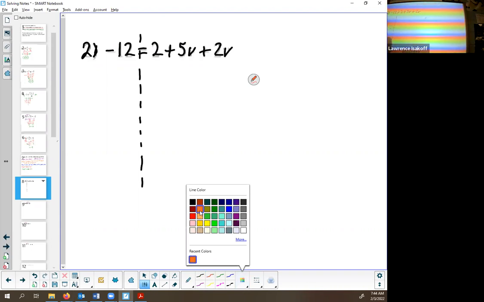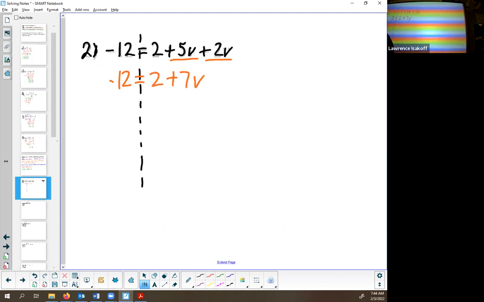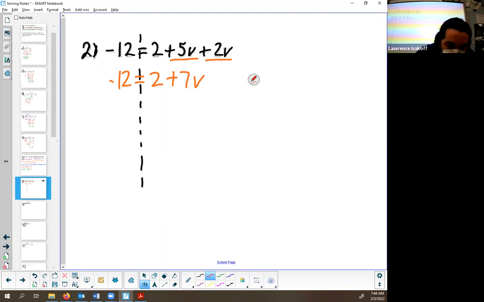I'm going to say, let's combine those. So 5 plus 2 is? So we get negative 12 is equal to 2 plus 7v. Now, when I look at this, all my variables are on the same side, right? So that's another step I get to skip. This looks like what we were just doing on Tuesday, right? So what am I going to do here first? Subtract the 2.